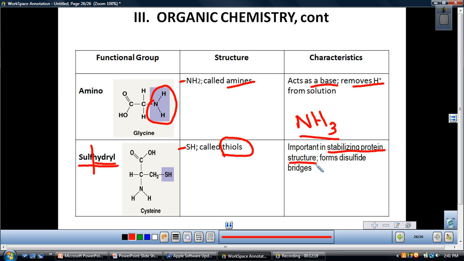We're going to talk about these in a day or so, because when proteins take on different shapes and structures, they can form disulfide bridges between a sulfhydryl group of one amino acid and a sulfhydryl group of another amino acid. So in this case, what you're seeing is a sulfur bonded to a hydrogen. Okay, that's the sulfhydryl.